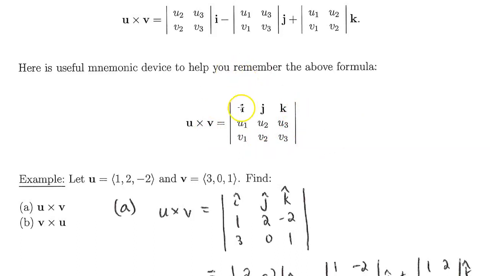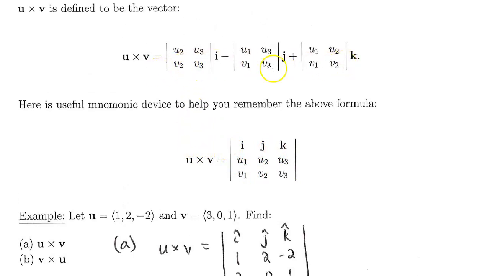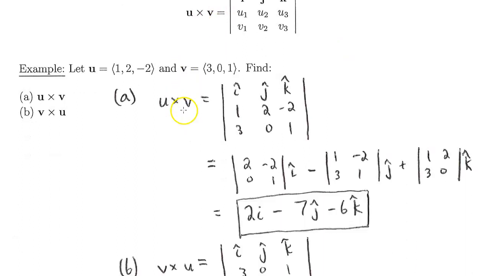Now, it's not technically a determinant because the I, J, and K aren't really numbers. The U1, U2, and U3, V1, V2, V3, those are all numbers. These aren't numbers, these are vectors. But this is a kind of a mnemonic device for how to remember it. And that's really where this formula comes from up here. So let's do an example.